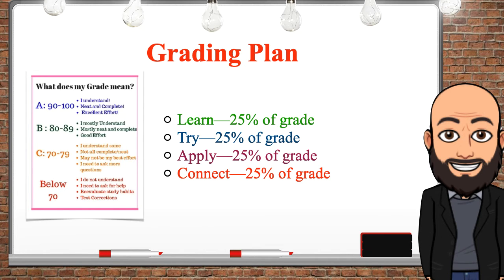Each unit in Coding 1 is divided into 4 sections, and each section is worth 25% of the student's grade. The first section is Learn. In this section, students will learn what the concept is, explore how it relates to things they do all the time, and complete an activity that deepens their understanding of the coding concept and its relation to everyday life.